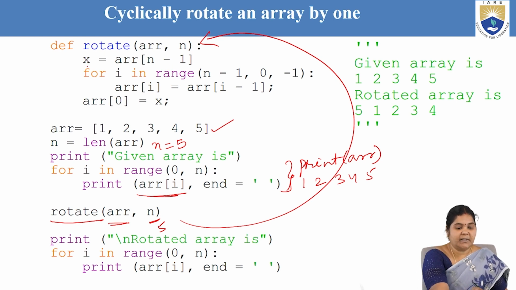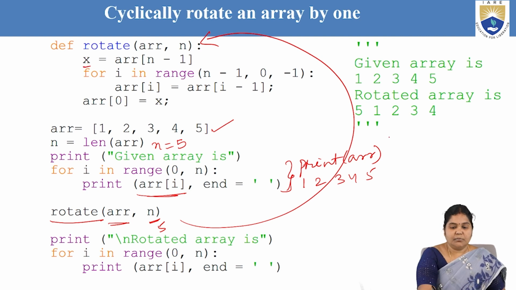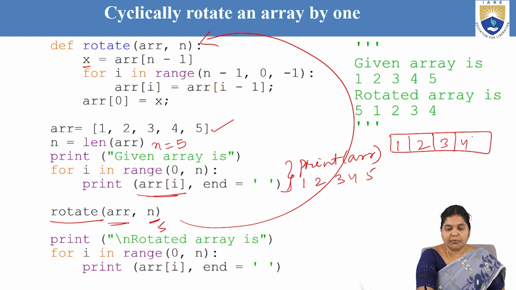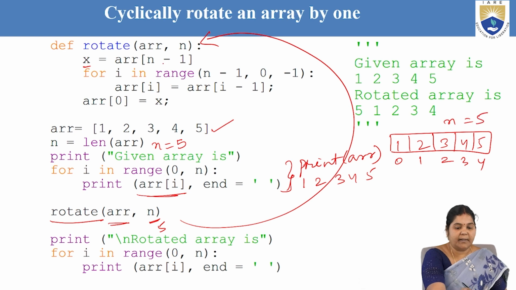The last element we are storing into a variable. So our array contains 1, 2, 3, 4 and 5, at indices 0, 1, 2, 3, 4. So n is equal to 5, and 5 minus 1 is 4. So a of 4, which is nothing but x, contains 5.